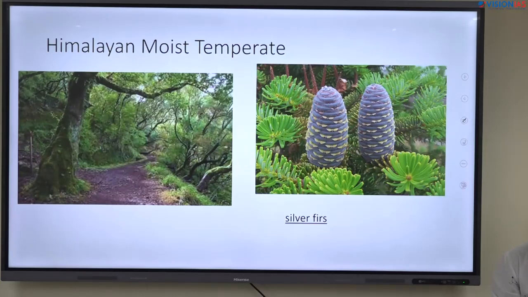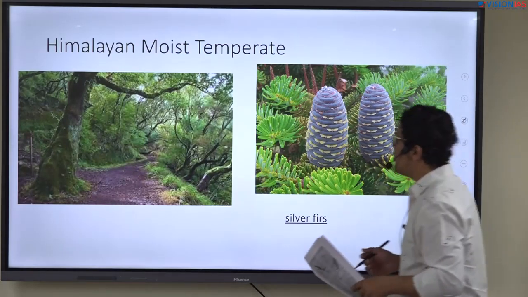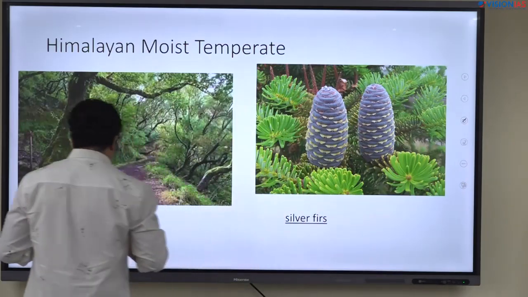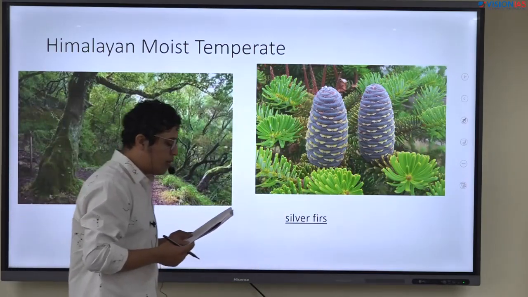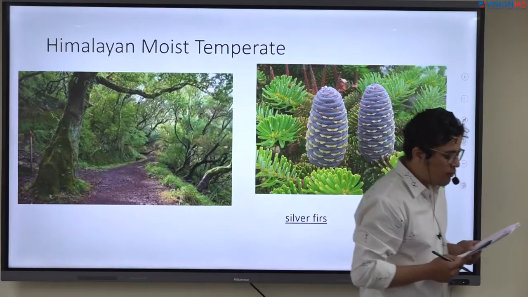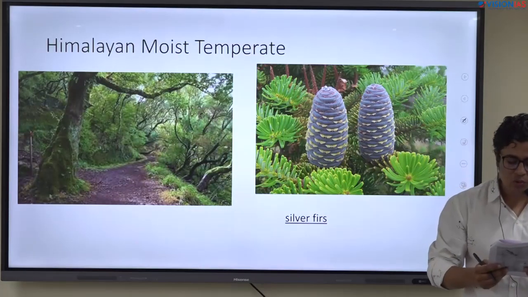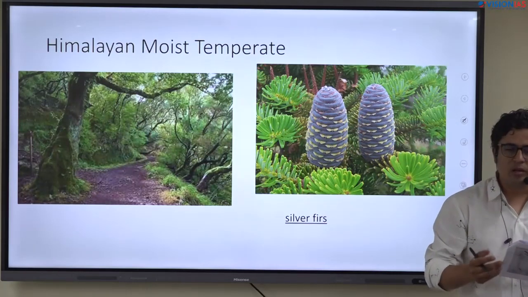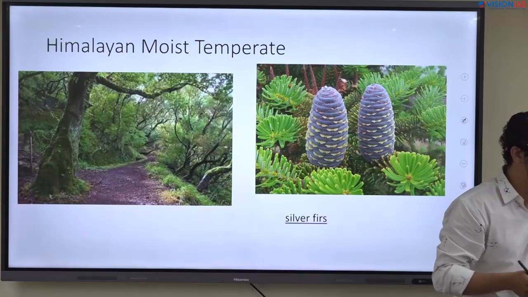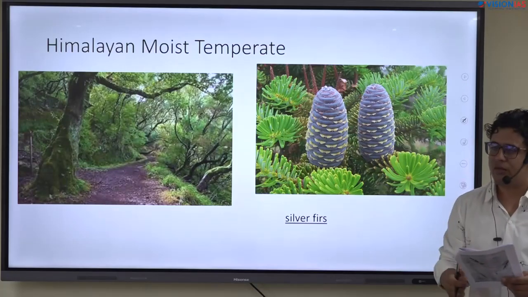Occurs in temperate zone of Himalayas between, what is the elevation? Highlight that. 1500 to 3300 meters. So elevation has increased. Mainly composed of coniferous species. So it consists of coniferous species, and coniferous trees are most common. These coniferous forests are similar to those seen in other parts of Europe. So the forest that you see in European countries, this forest is similar to that.